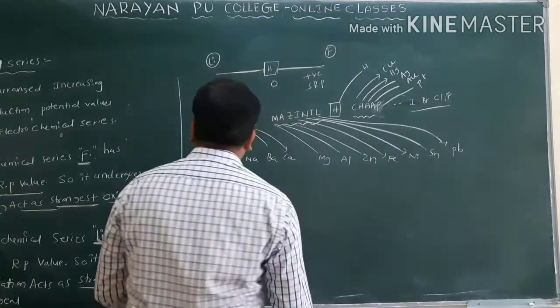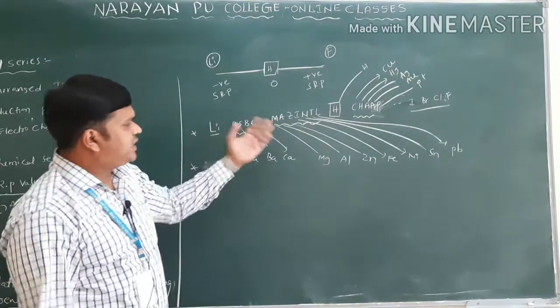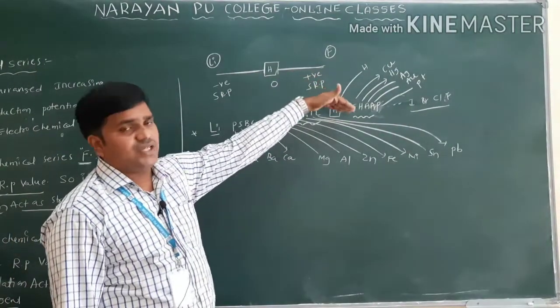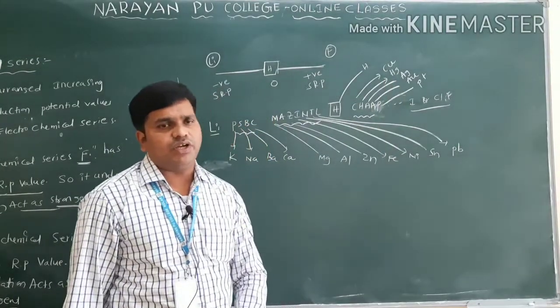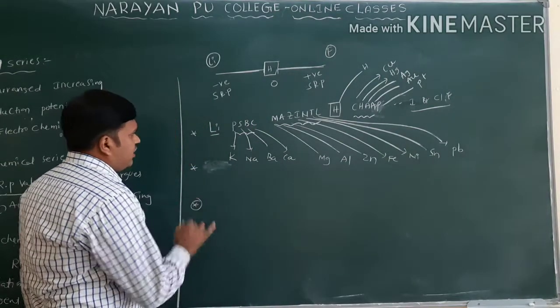What is the code here? Just keep lithium aside for a few minutes, and you can remember PSBC, MaZintl, H, CH, AAP. This is particularly for the metal order only. Now we'll see some of the important points from this.